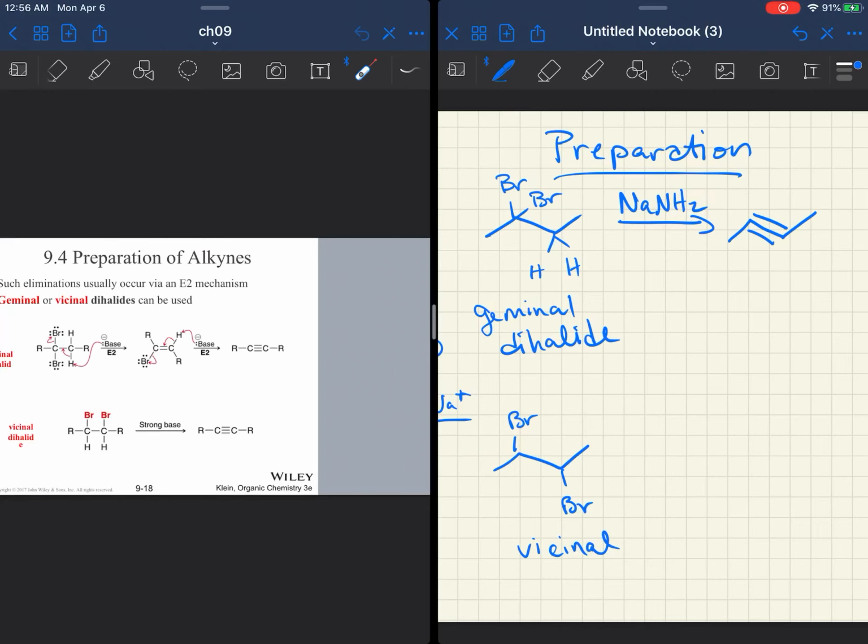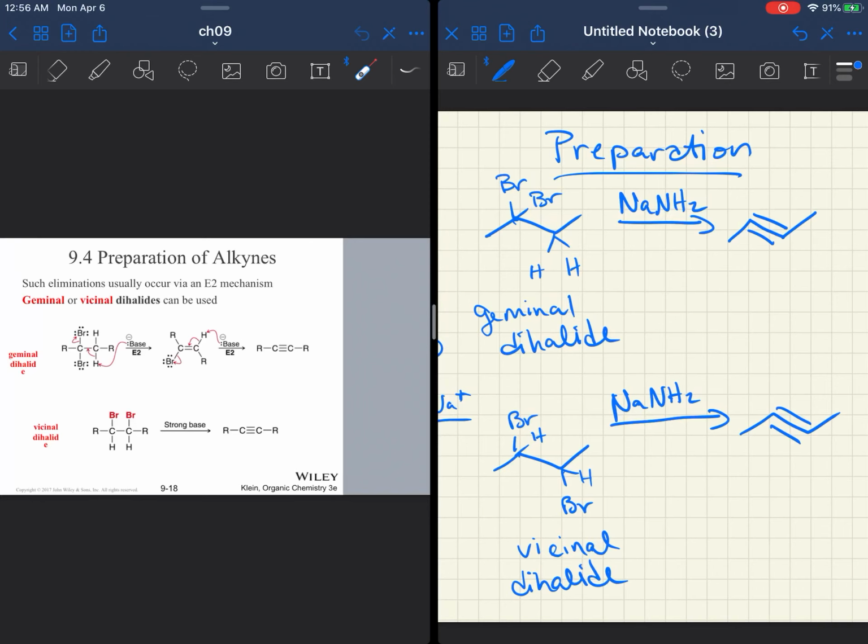Now, this will also work if you have a vicinal dihalide. All right, so vicinal means they are on adjacent carbons. We're still going to be losing HBr twice. We're still going to use NaNH2, but now the H and the Br are set up just a little bit different. So all you need is an alkyl dihalide, and it can be geminal or it can be vicinal, either on the same carbon or on adjacent carbons. Both will work. These are both eliminations.